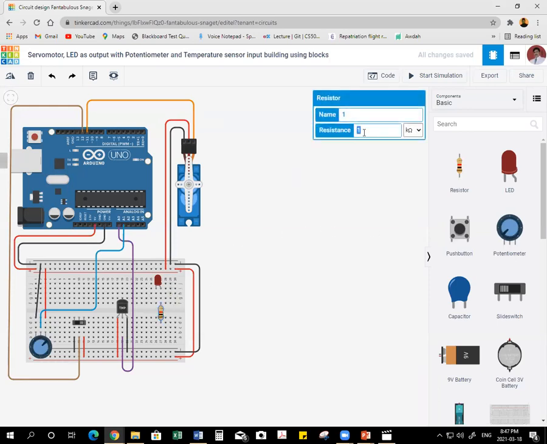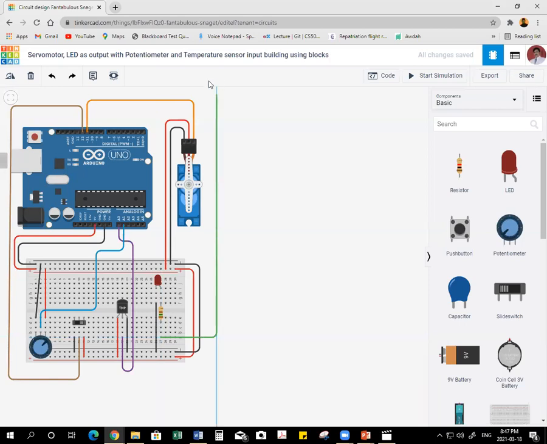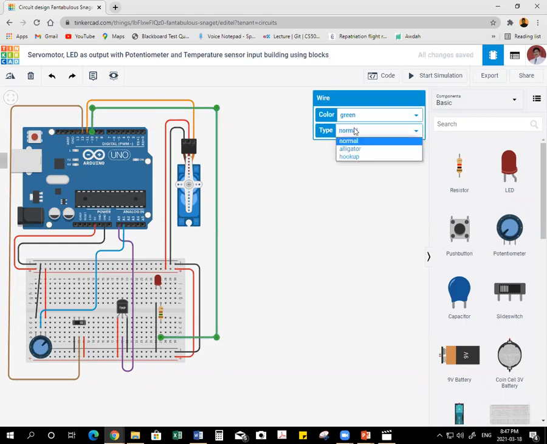Okay, the resistance is not finished. Okay, 220, no problem, 150 ohms. Now we have to connect this to negative. And the positive, the LED should get the input from where? From here, from pin number 10, analog, because I want to change its brightness.